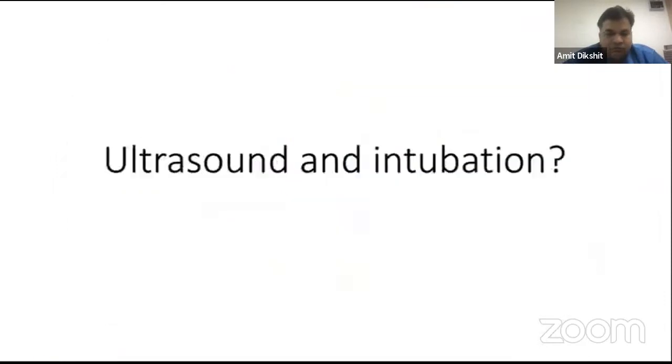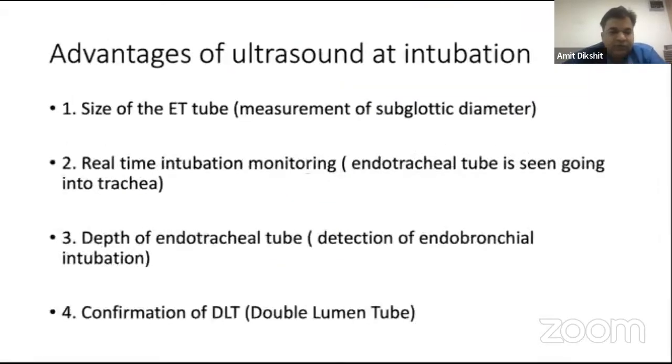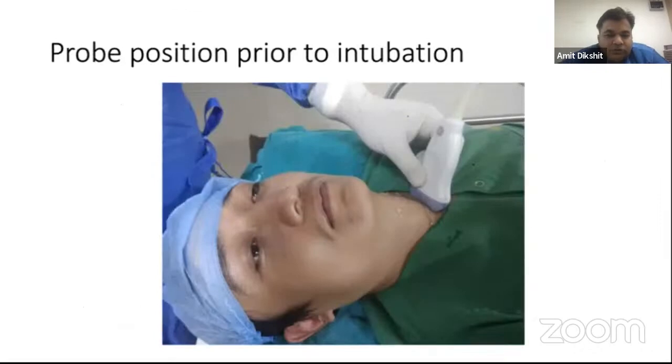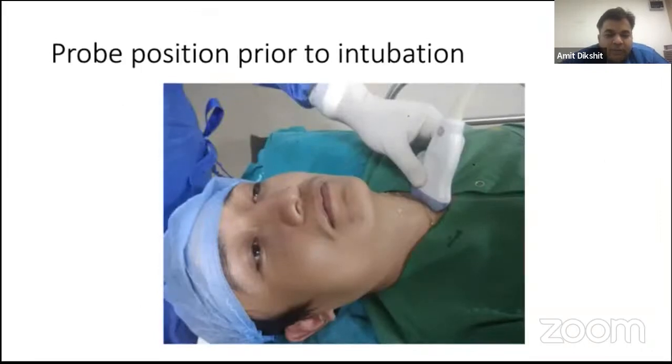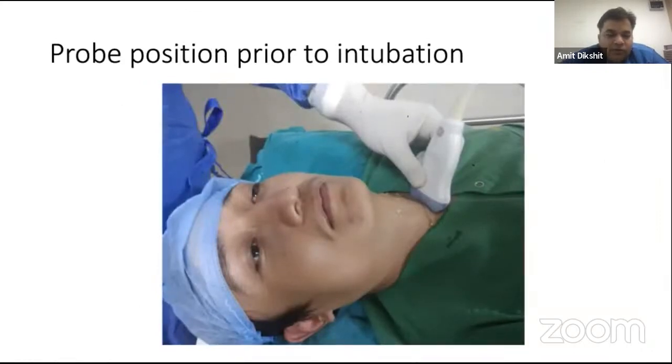All right. So we'll move on to ultrasound and intubation first. What are the advantages at the time of intubation? This is the position where you can park your probe, usually at the level of the C7 vertebra, lower down, where in one go you see the trachea as well as the esophagus.